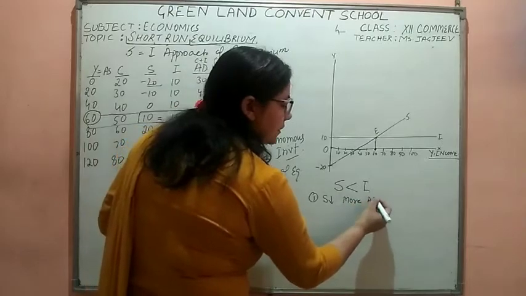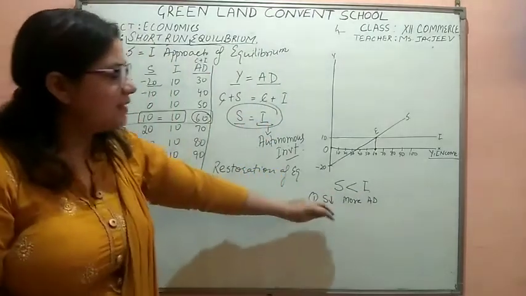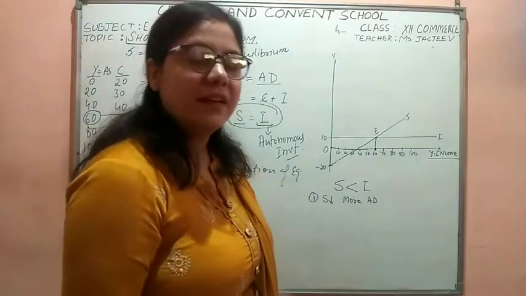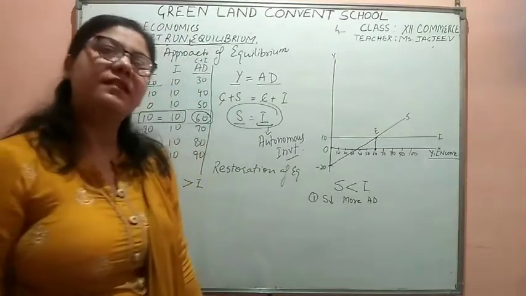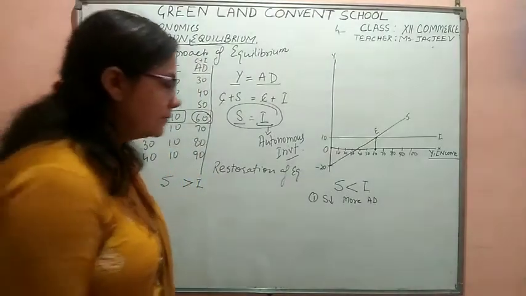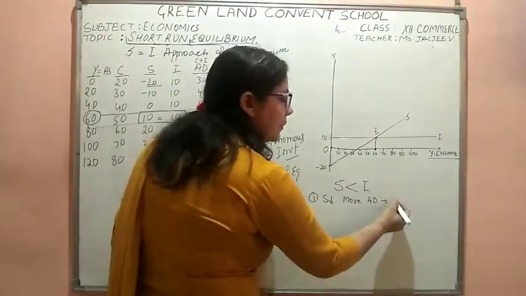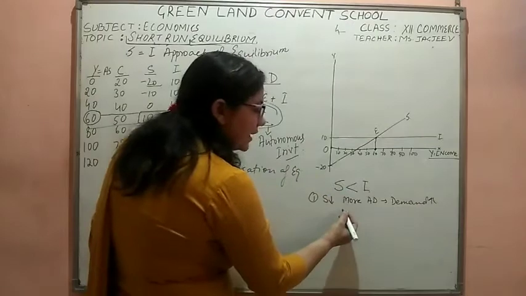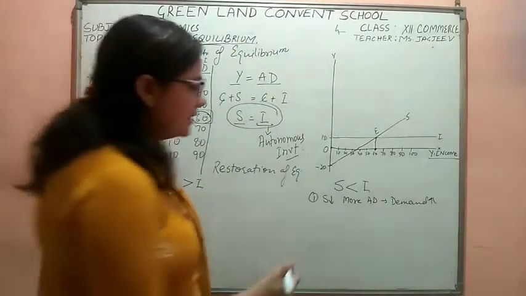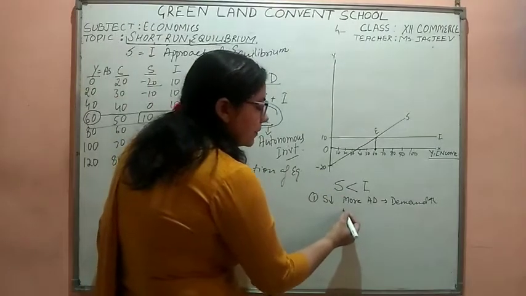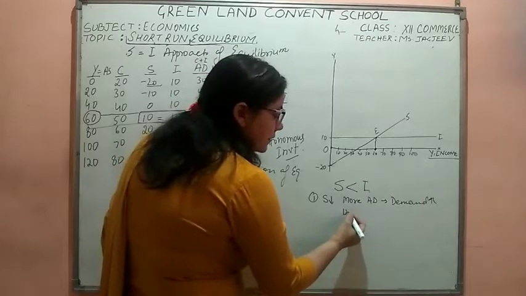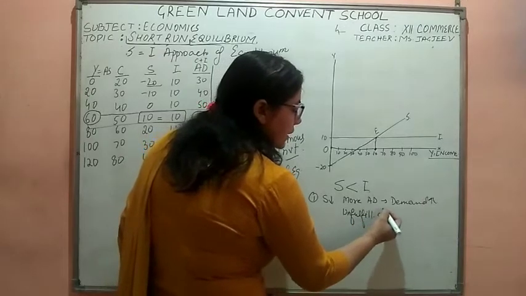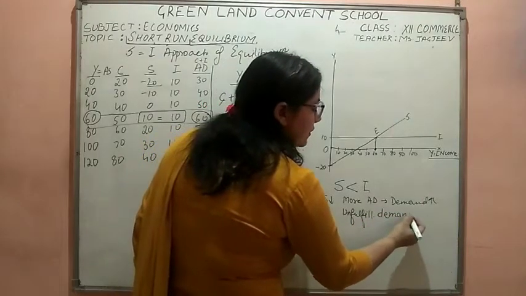So first point, less saving means more expenditure. Expenditure is AD. Less saving means more expenditure, and more expenditure means more aggregate demand. When the aggregate demand in the economy is more, it means that people are demanding more. More demand will lead to insufficient supply, or we can say the producer will suffer loss due to unfulfilled demand, as they would not be able to fulfill the demand.